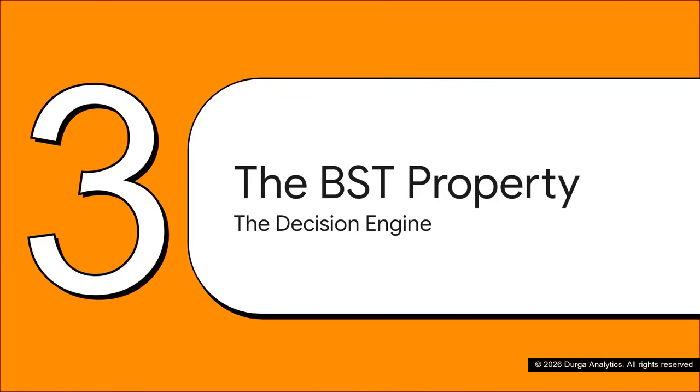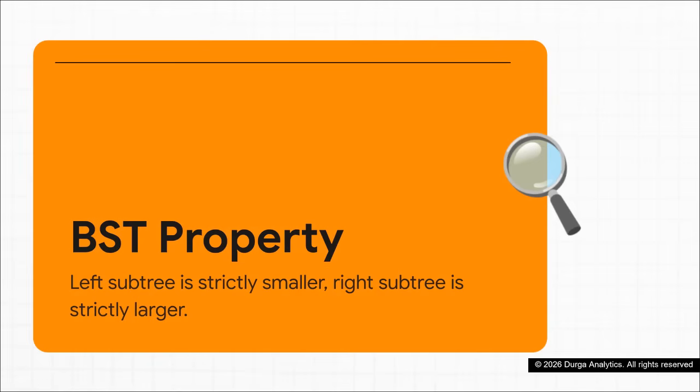All right, Section 3, the binary search tree property, the decision engine. By restricting our nodes so they have a maximum of only 2 children, we create what's called a binary tree. This perfectly encodes simple yes or no, left or right decisions. But a plain binary tree isn't quite enough for us. We actually need to sort it to make it useful. Enter the binary search tree, or BST. When we apply the BST property to those binary decisions, we enforce a really strict ordering rule that turns a basic, boring tree into a high-speed searching machine.